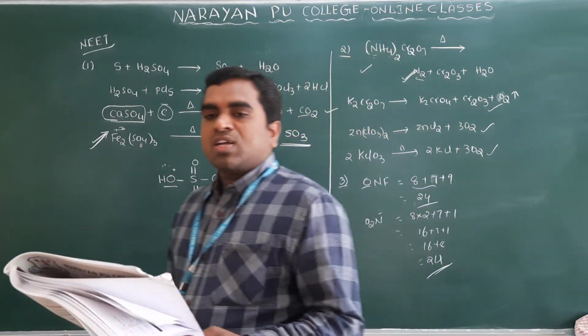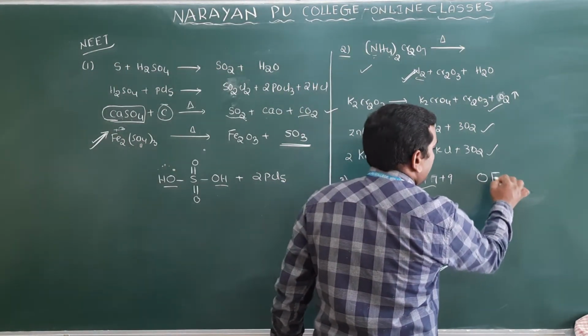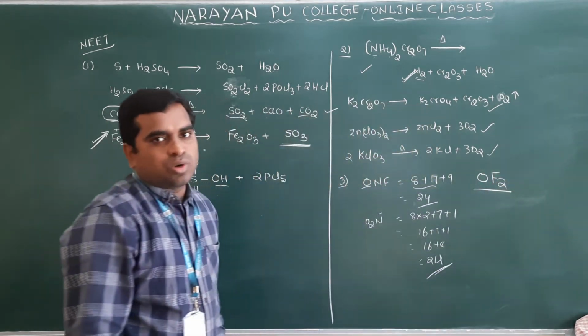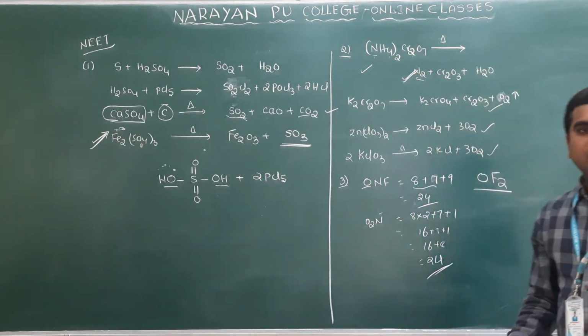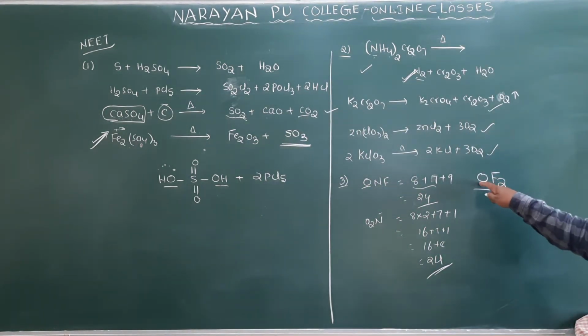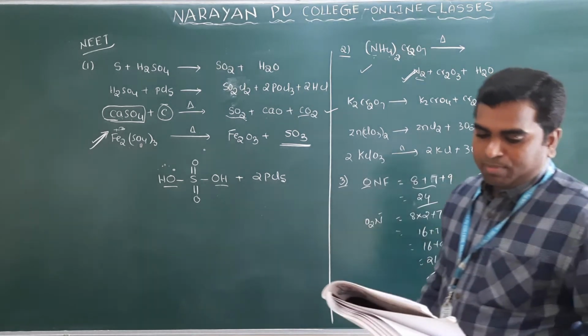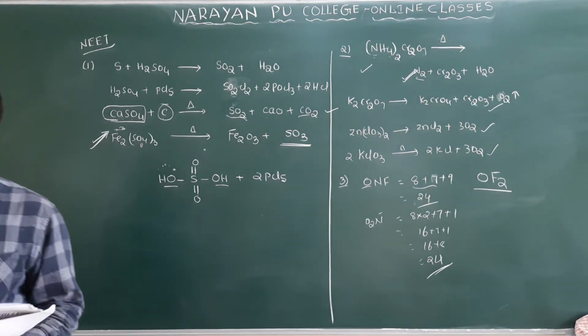So next one. OF2 is an oxide of fluorine. What did they mention? OF2 is an oxide of fluorine. I already mentioned this: OF2 is a clear one. We should not call it an oxide of fluorine. So option 2 is the correct one.